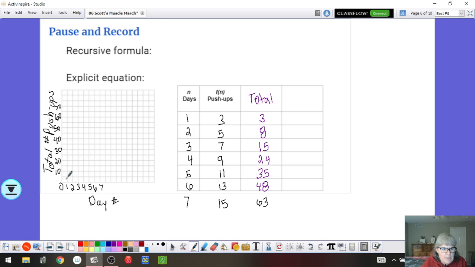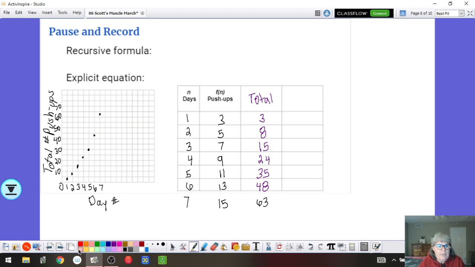So at the end of day 1, he had done 3 push-ups. At the end of day 2, it was 8. Day 3 is 15. Day 4 was 24. Day 5, 35. Day 6, 48. Day 7, 63. If we look, this is not linear. This is not going up the same amount. Instead, we have a curve.